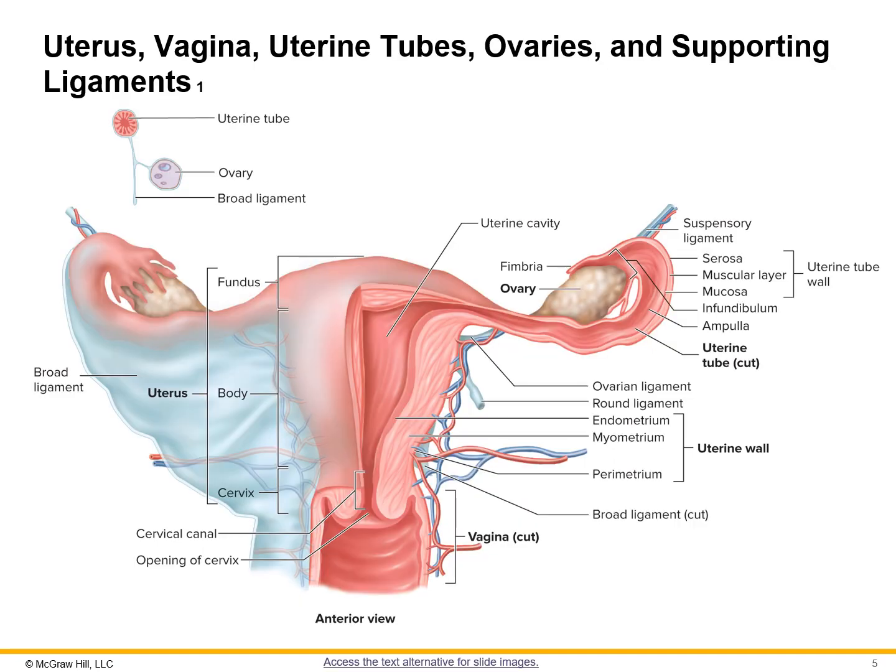So again, just looking at each of these. So again, the broad ligament shown here. So we have our ovaries here with the eggs forming. We have the uterine tube up here. So again, our broad ligament in this area there.